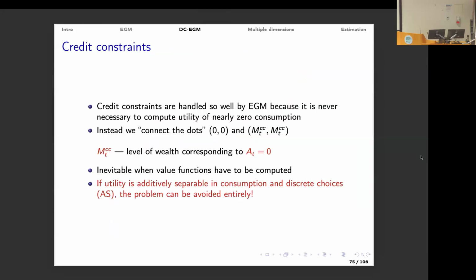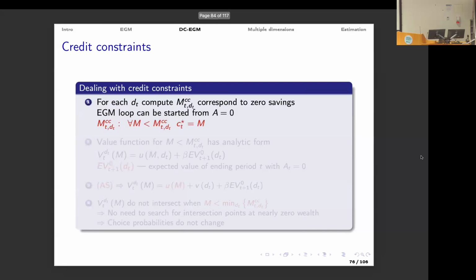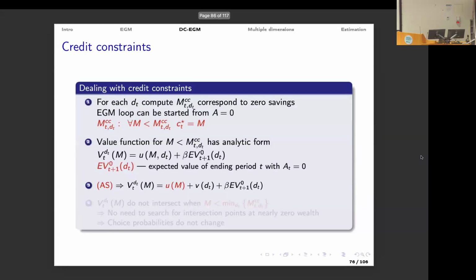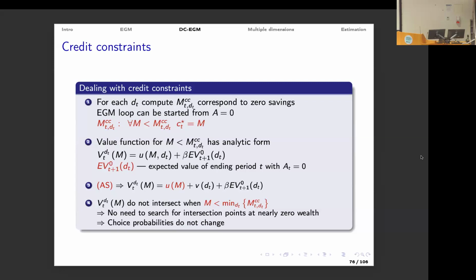Okay, just a couple of words about the credit constraints. The approach is the same: to calculate this level of wealth, to the left of which everything is easy, right? Credit constraint binds and the value function has an analytical solution. But now, if we do it for each discrete choice independently, then what's important is the minimum of these levels of wealth. And to the left, for the wealth below this point M, we have all of the value functions having analytical solutions, including the choice-specific value functions, of course.